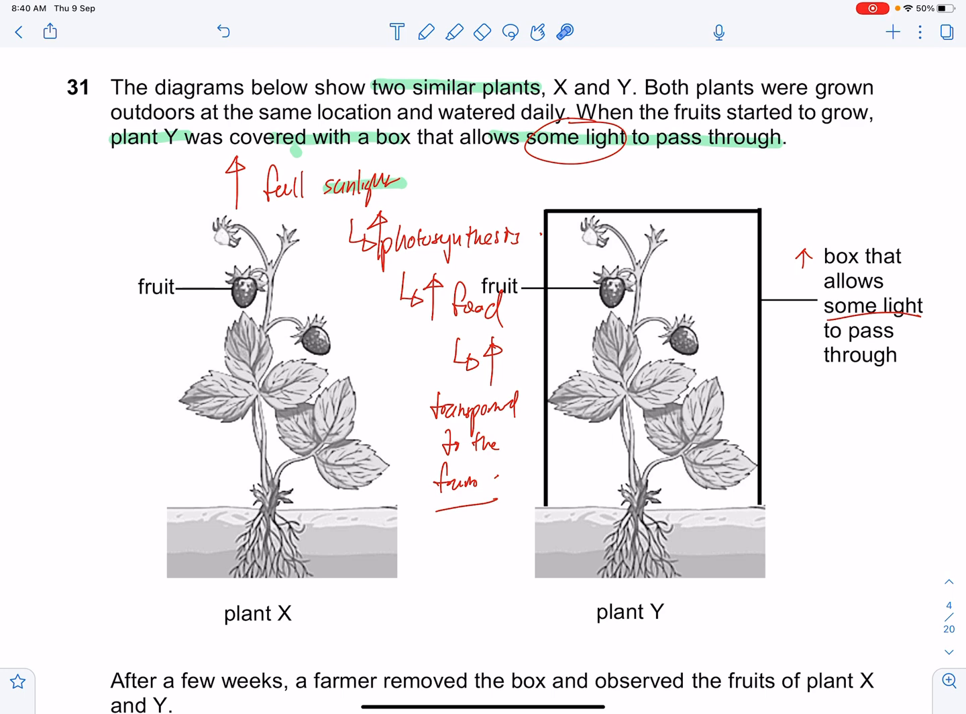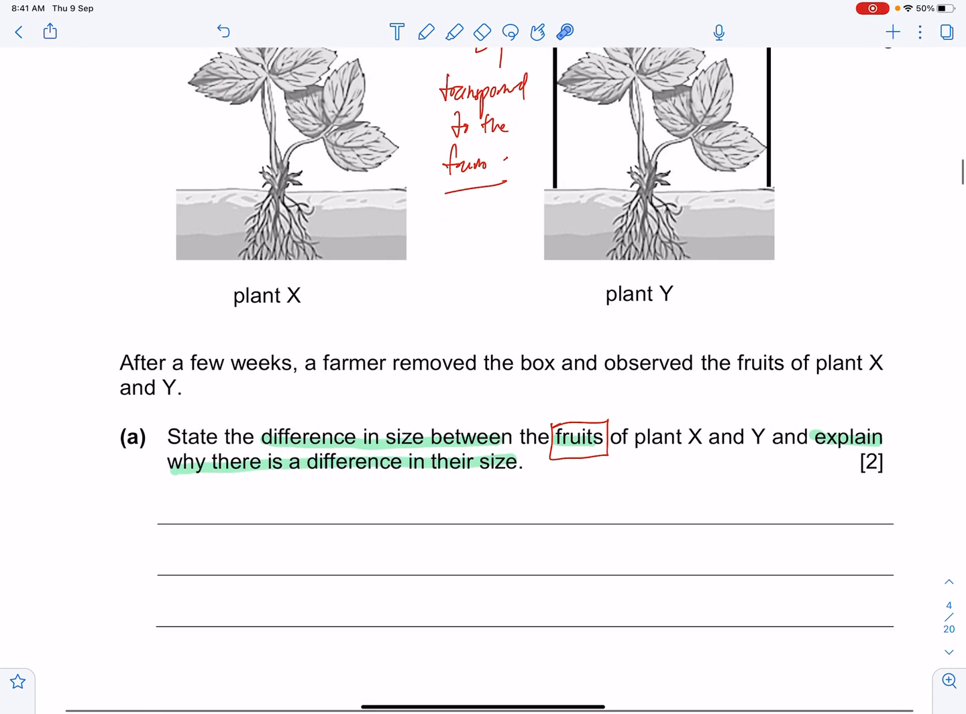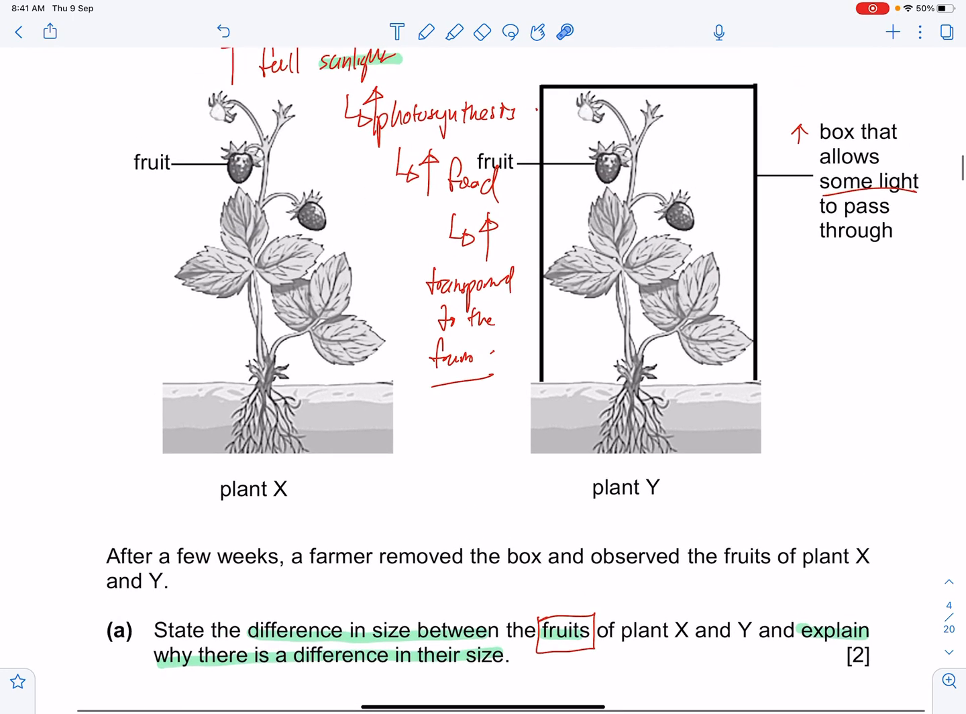Some of you tell me, oh, because this part over here receives less light, that's why rate of photosynthesis is lower, and hence no excess food gets transferred to the fruit. They already told you that there are fruits. That means food is going to be transported to it. It's just that it's smaller. So be very careful about what you're saying. It's not no, it's lesser.